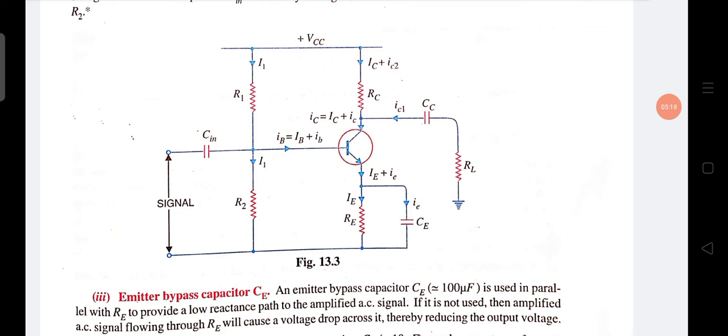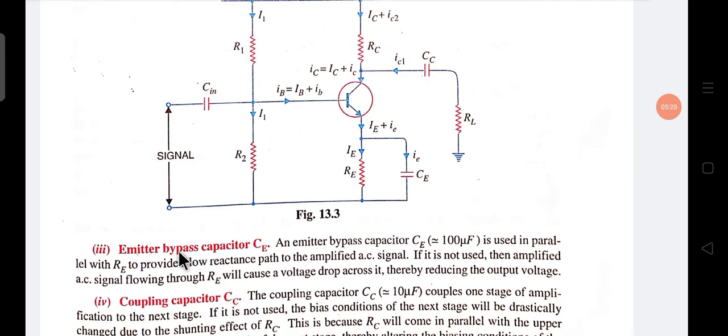So why use the emitter bypass capacitor? This is called the emitter bypass capacitor CE. An emitter bypass capacitor CE, nearly equal to 100 microfarad, is used in parallel with RE to provide a low resistance path to the amplified AC signal. If it is not used, the amplified AC signal flowing through RE will cause a voltage drop across it, thereby reducing the output voltage.